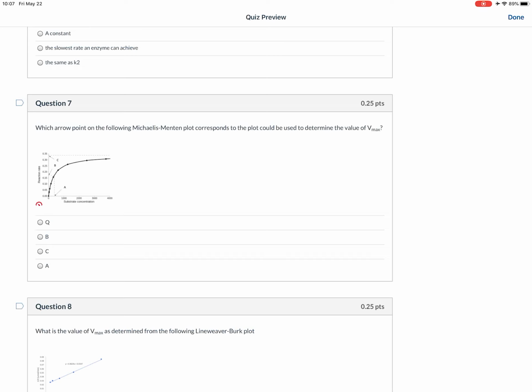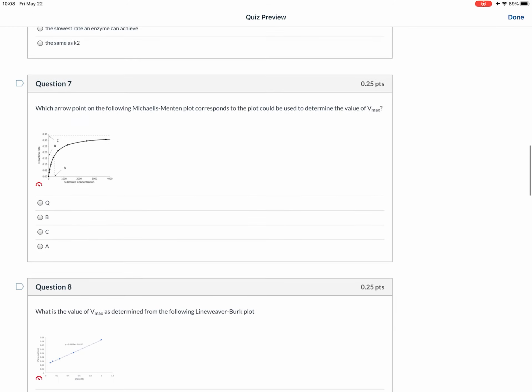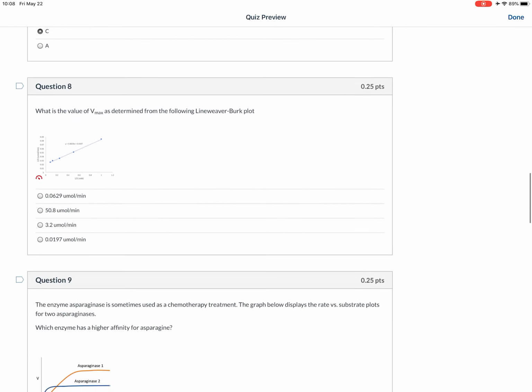You would need to know what the half speed is, so you'd need B, and then you'd want to see what the concentration is at that half speed, and that would be what Km is. It's the concentration that point A is pointing to. Have I been answering these? This is C.